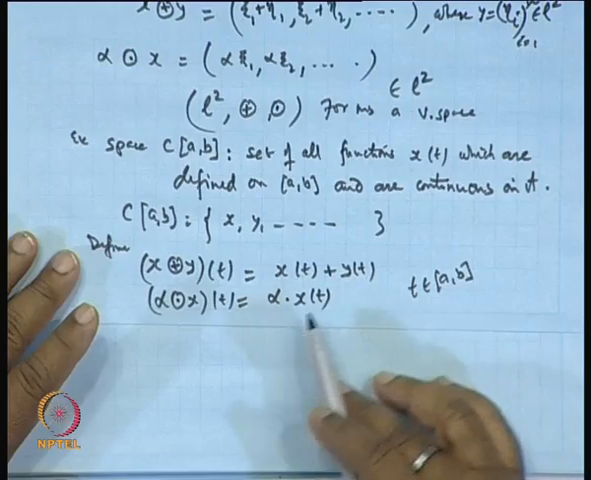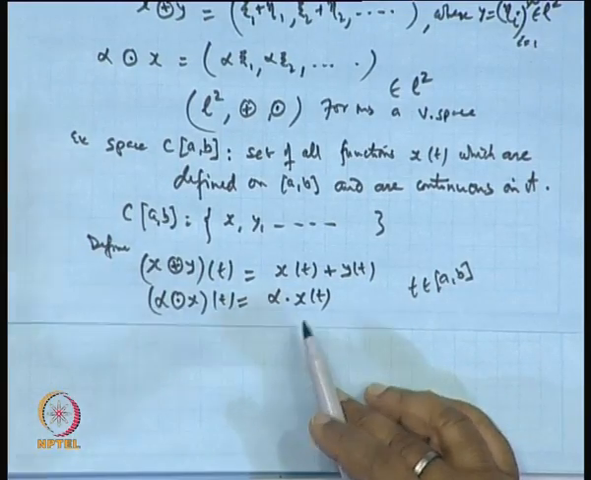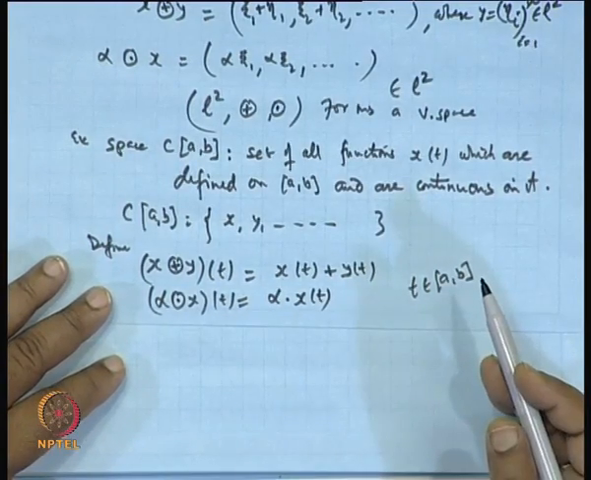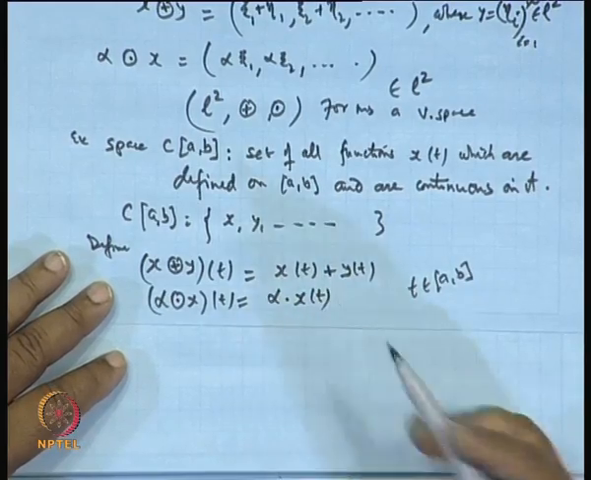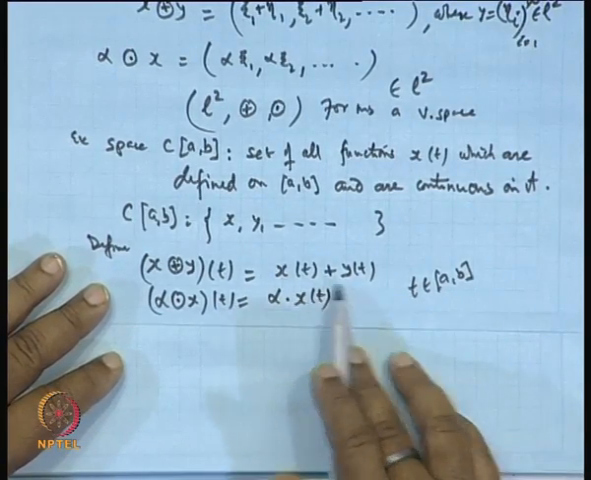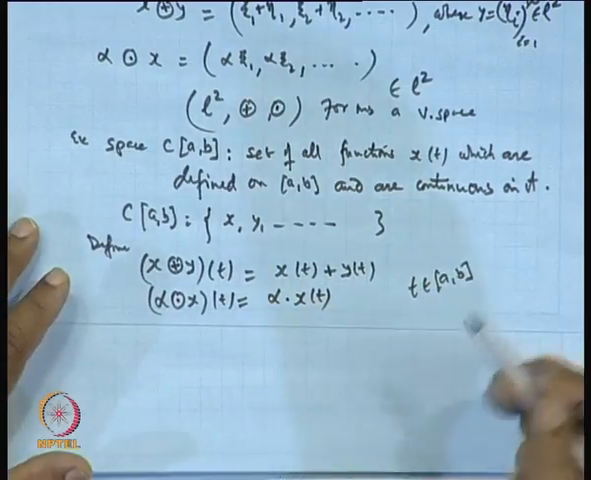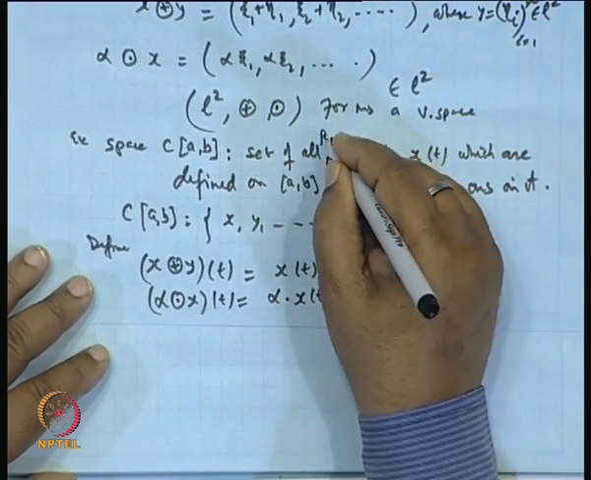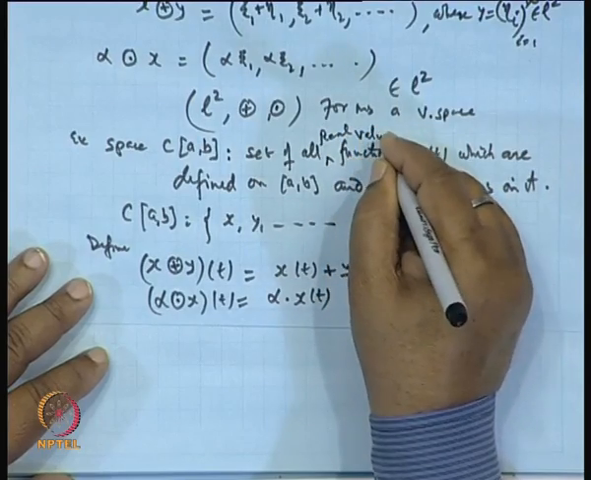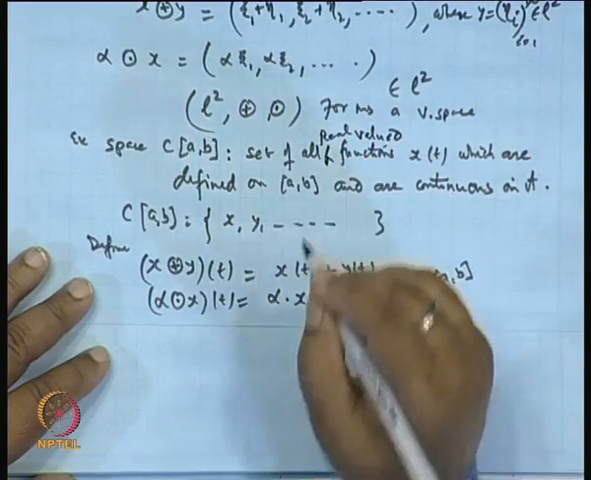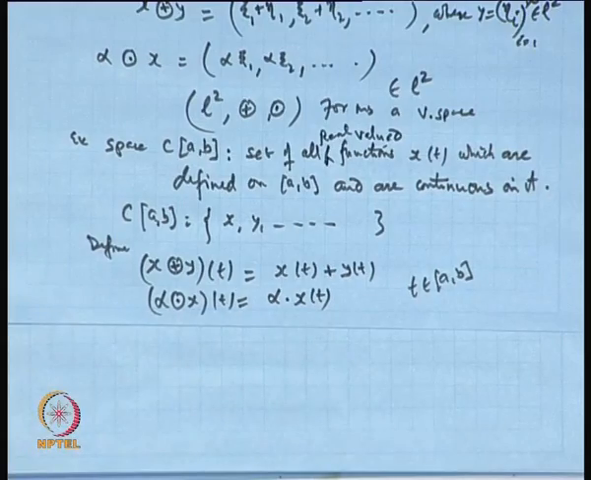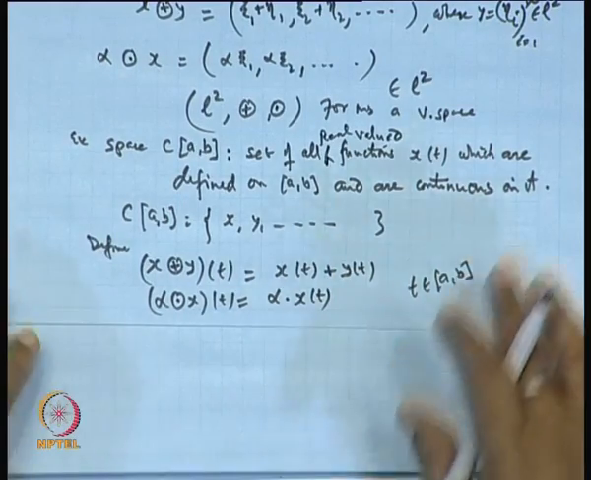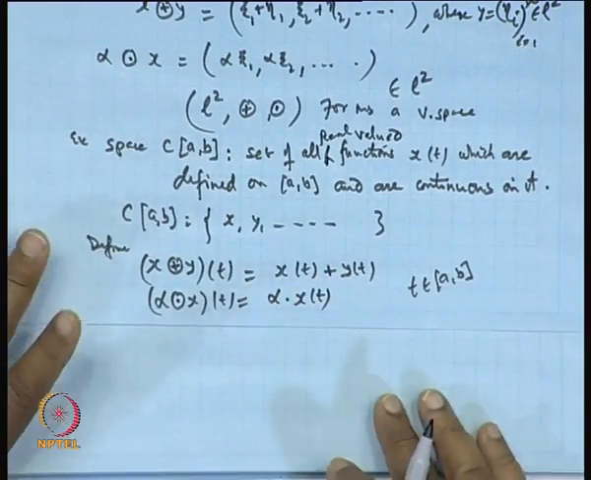Okay. Then the associative property holds, because with respect to the plus, the three functions have the associative property, because these are all real numbers. This is a real valued function. You should write: the set of all real valued functions which are defined on [a,b] and are continuous on it.